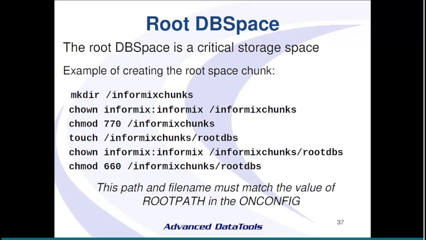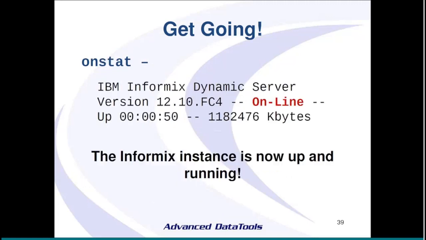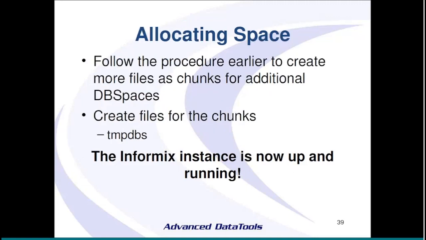So now we're actually going to get going. It is as simple as running, as informix, oninit -iv, where i is initialize and v is verbose. You can use -y if you want to bypass any yes prompts automatically. And when it's done, it'll actually say verbose output complete: mode = 5, which means it's online, multi-user, and ready to go. So if you run onstat and then just give it a dash, it'll give you your current version and your current status. You want to look specifically for the word online, and that means it's up and running, and then the amount of memory it's currently using. So we've now got our engine online.